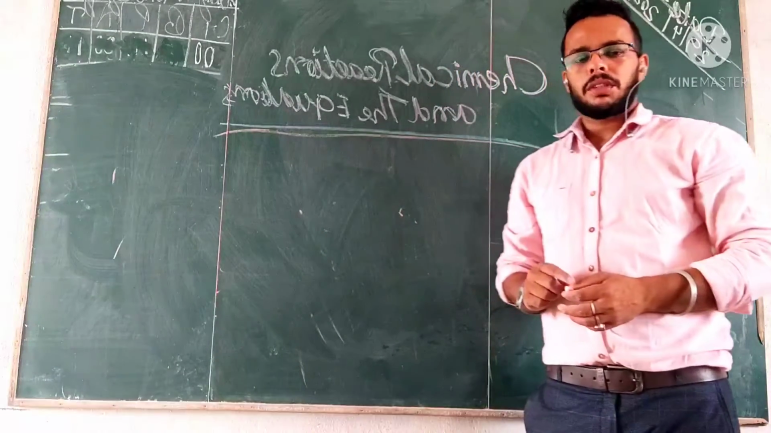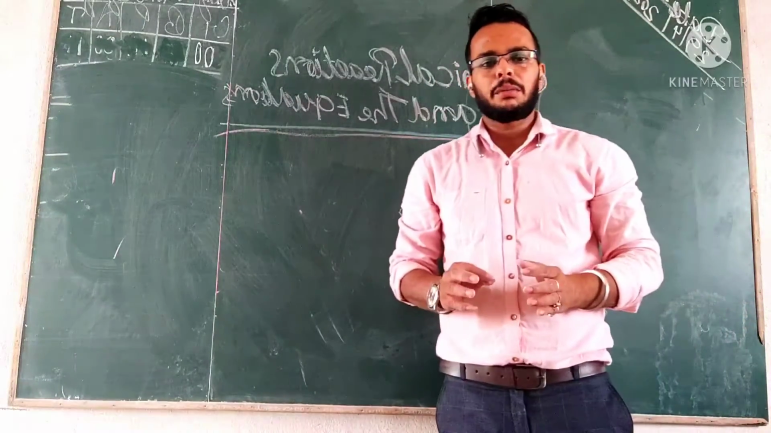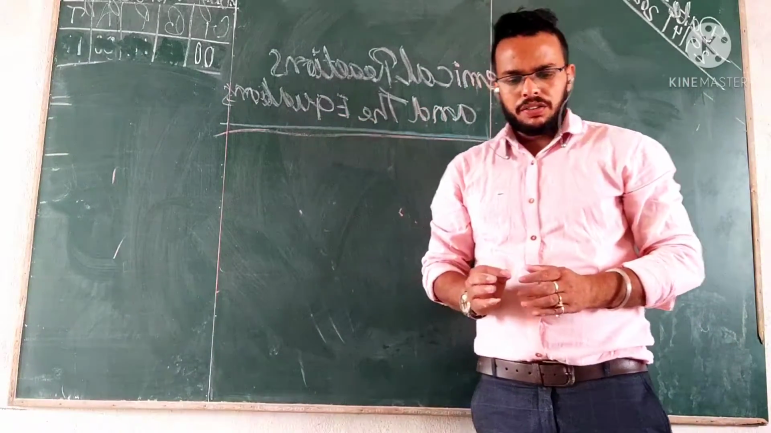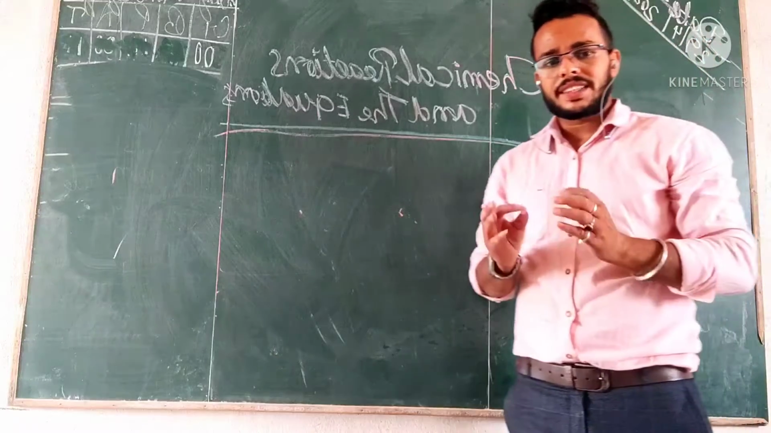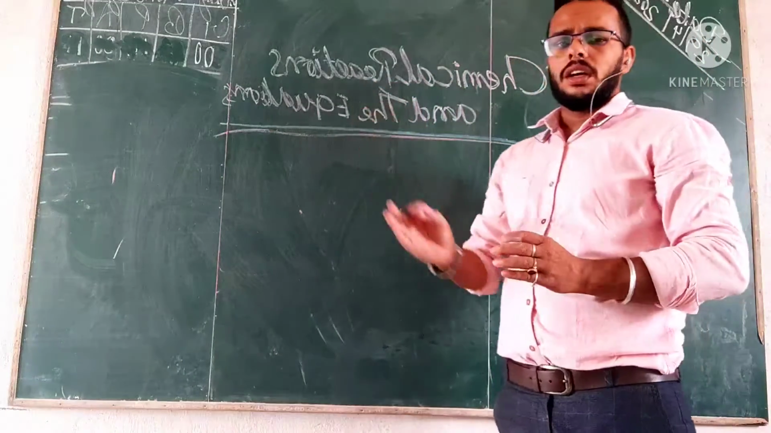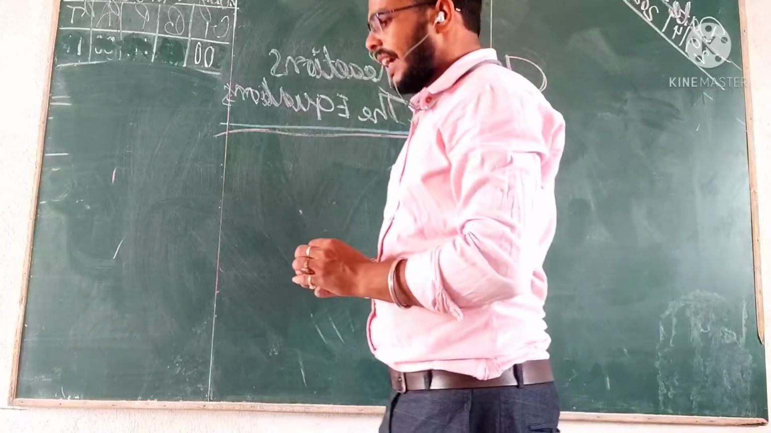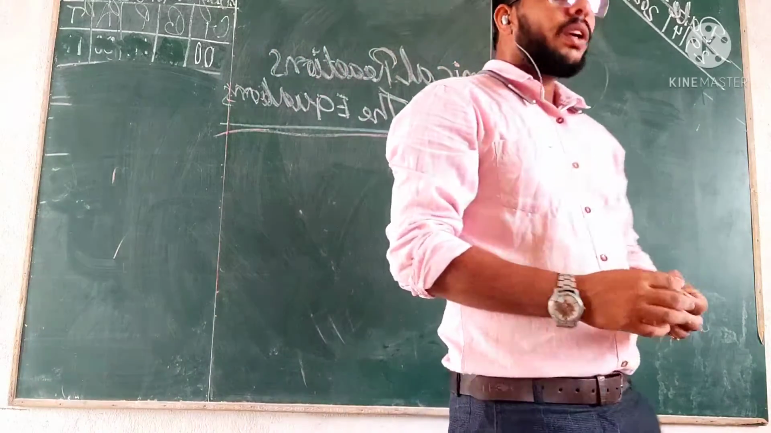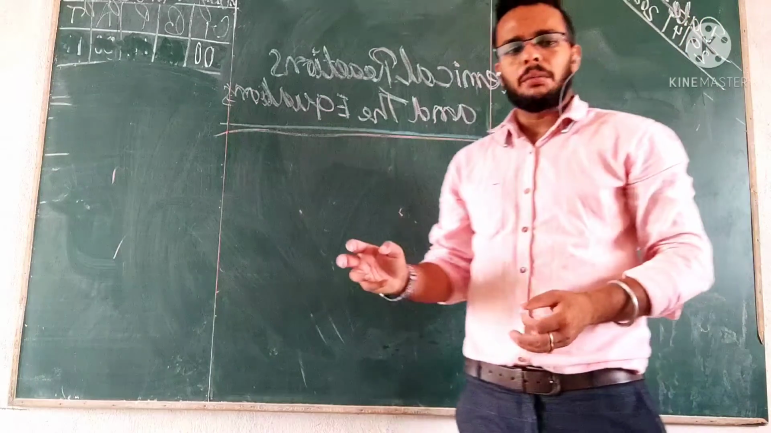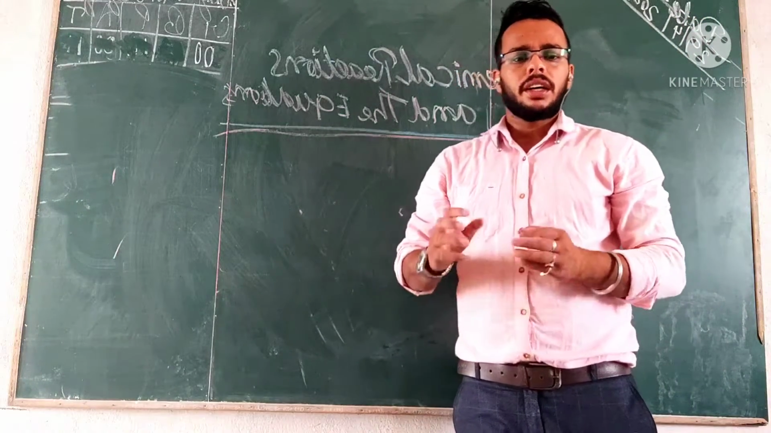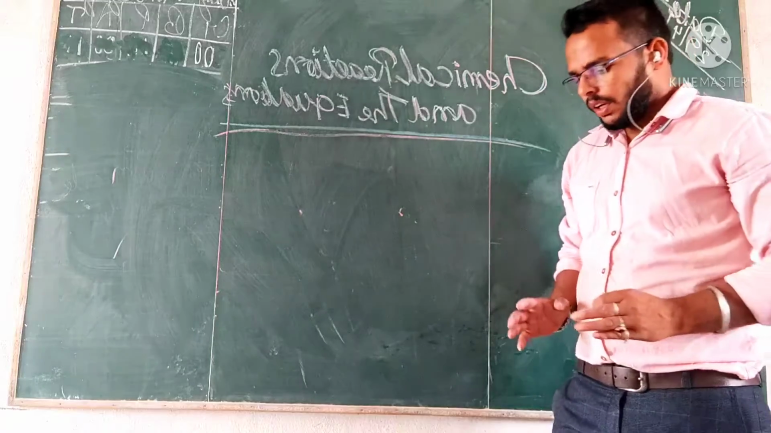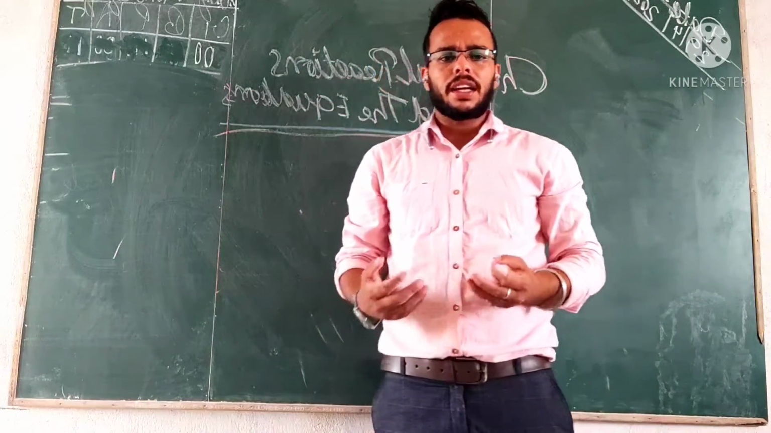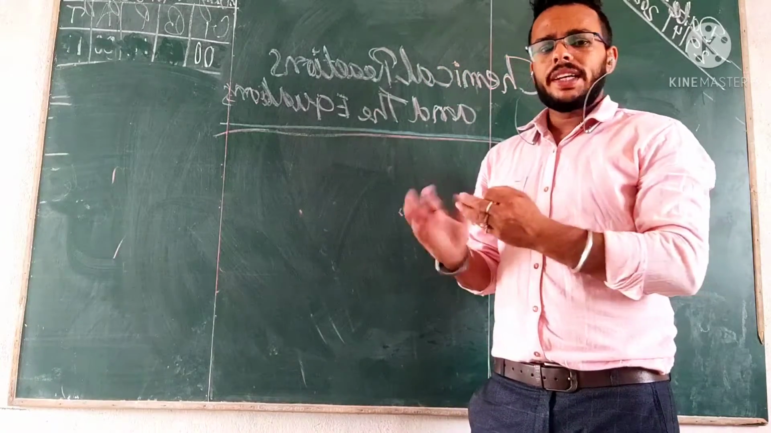Today we will discuss the most important topic of chemistry, the first chapter of chemistry of class 10, which is chemical reactions and equations. First thing we have to know is what is a chemical reaction. You can say that when any chemical change occurs, then a chemical reaction will take place.